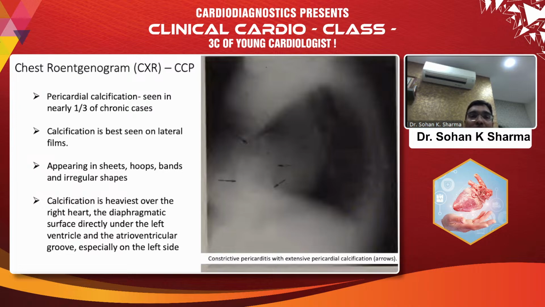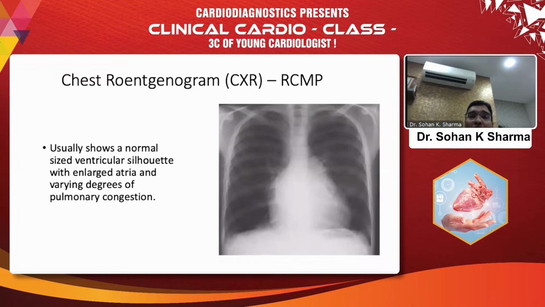On X-ray, pericardial calcification is one point that helps in the diagnosis of CCP, seen in nearly one third of the cases. Calcification is best seen on lateral X-rays, appearing in sheets, hoops, bands, and irregular bands. Calcification is heaviest over the right heart, the diaphragmatic surface directly under the left ventricle, and the AV groove, especially on the left side. While in RCMP, there may be pulmonary congestion, along with biatrial enlargement.